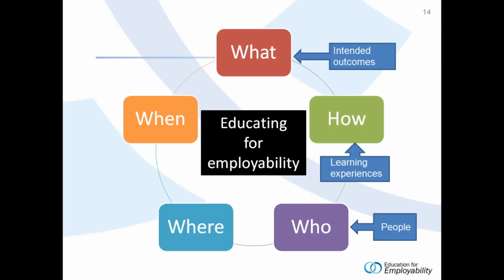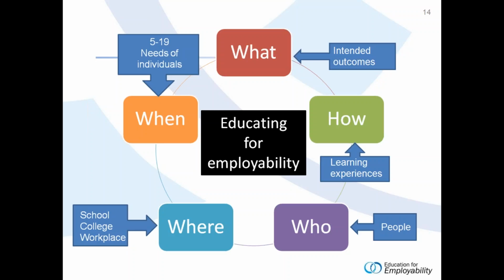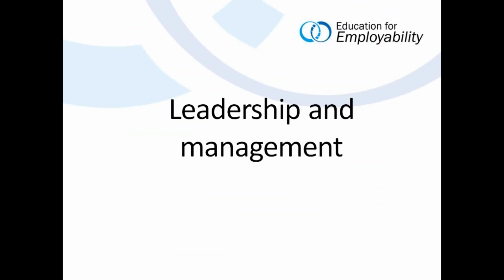So intended outcomes: what we have done, how we have done, who. That is, who are the people involved, what are the various persons that are involved over here. Then school, college, workplace. School, college, workplace means where, what is the place over here. Then 5 to 19 needs of individuals, that is the when. When means what is the time. Then leadership and management.